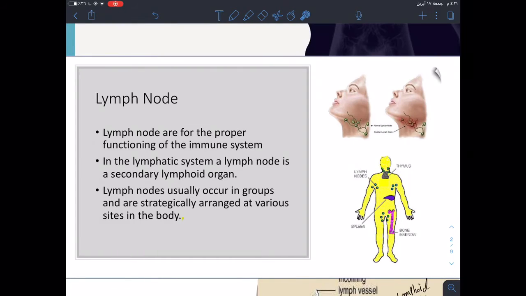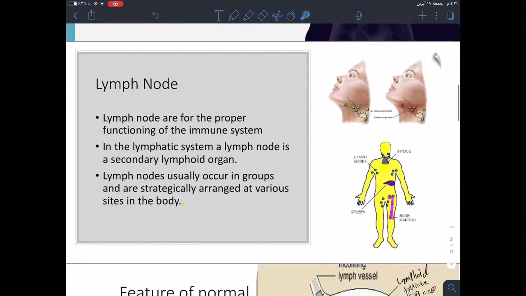Lymph nodes usually occur in groups and are strategically arranged at various sites in the body. And I think there are over 800 lymph nodes in the body, and around 300 are located in the head and neck.